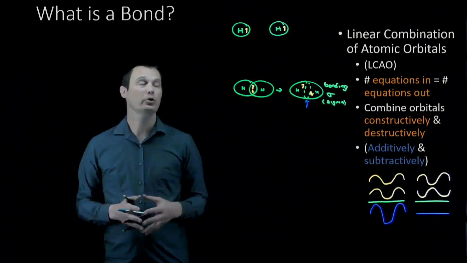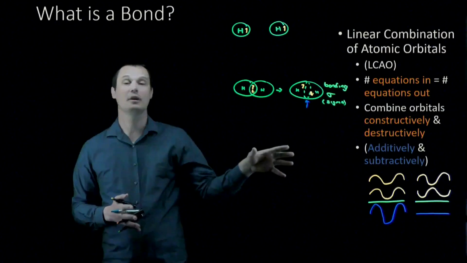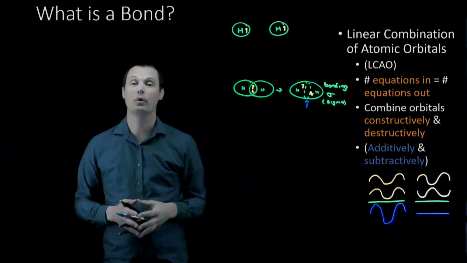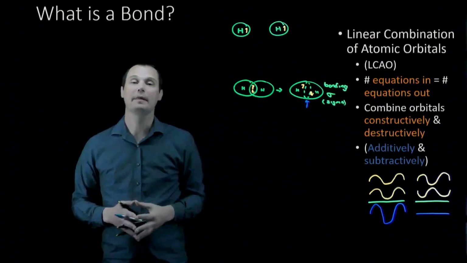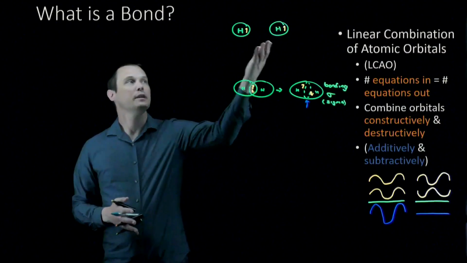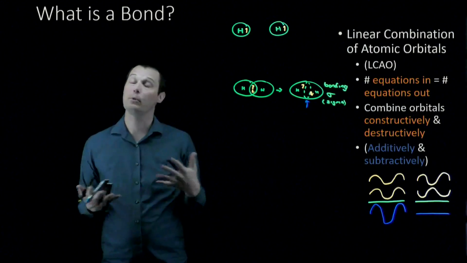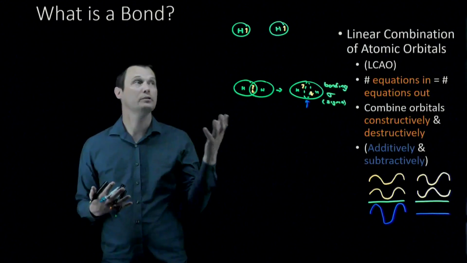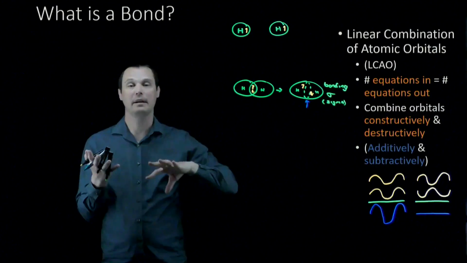But that can't be the whole story, because linear combination of atomic orbitals says that the number of orbitals in has to be the same as the number of orbitals out, and so far we only have one molecular orbital. We already did the constructive interference of the two orbitals, so now we need to look at the destructive interference of the two orbitals. That means we take these two orbitals and we subtract one from the other. How do you subtract an orbital? Remember, orbitals are just answers to math equations, so we can subtract two math equations from each other by taking one and adding the negative of the other.